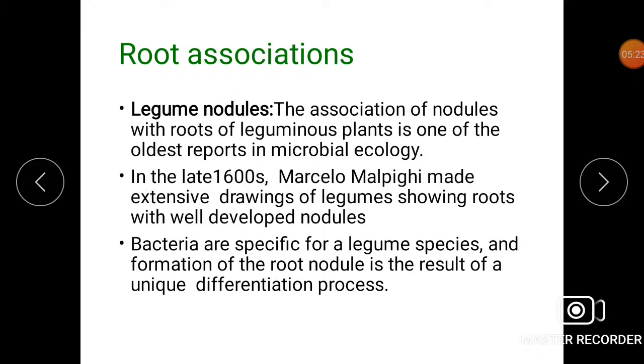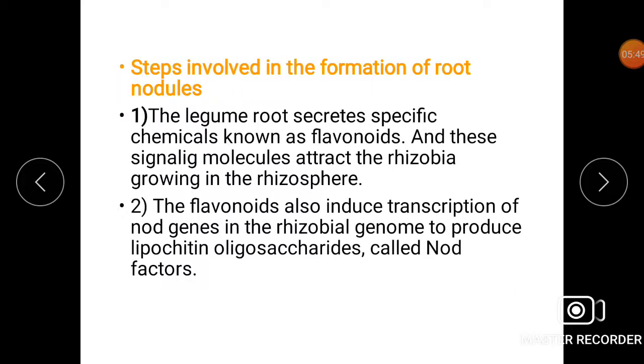The association of nodules with roots of leguminous plants is one of the oldest reports in microbial ecology. In the late 1600s, Marcello Malpighi made extensive drawings of legumes showing roots with well-developed nodules. Bacteria are specific for a legume species, and formation of the root nodule is the result of a unique differentiation process. And the steps involved in the formation of root nodules.